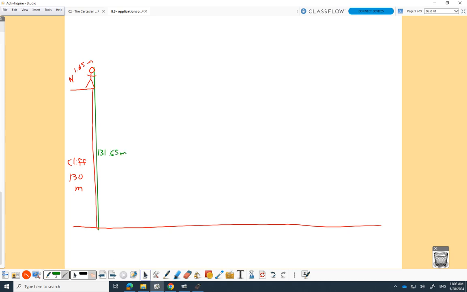131.65 meters. A little bit different than the height of the cliff because Nadia's height is there. Could she lay on the ground and do this exact thing? Well, yeah, you could, but most times you don't do that. It's easier to get your rangefinder thing up at your eye level. Next.